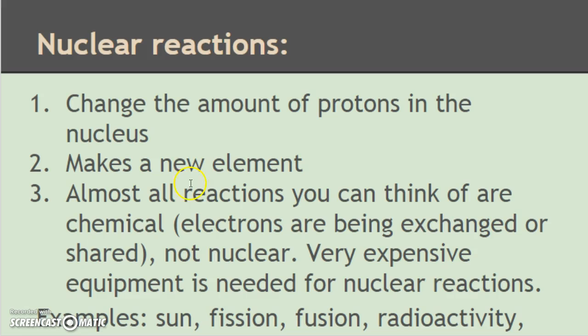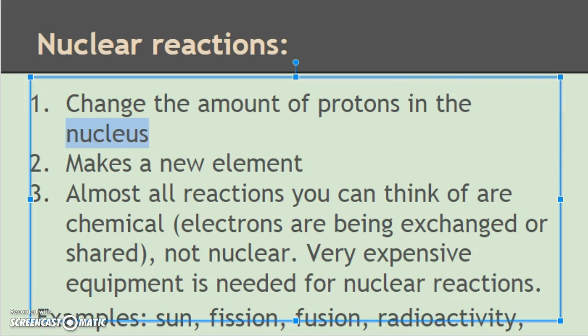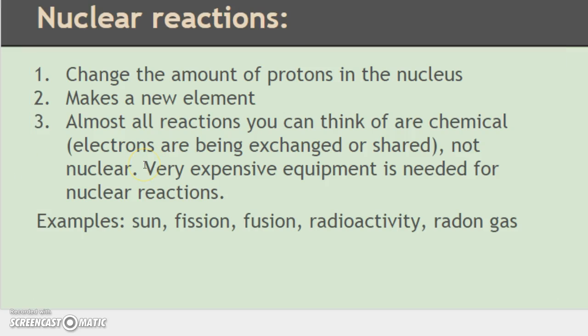So if we're talking about nuclear, now we're changing the nucleus. So very expensive equipment is needed for humans to do nuclear reactions. And I say humans because it happens in the sun. There's fission and fusion are examples, and radioactivity, radon gas, radioactive decay. So there are some ways that it happens naturally, but for humans to do it, it's very, very expensive equipment because you are actually going to split the nucleus. You're going to cut the nucleus of an atom.